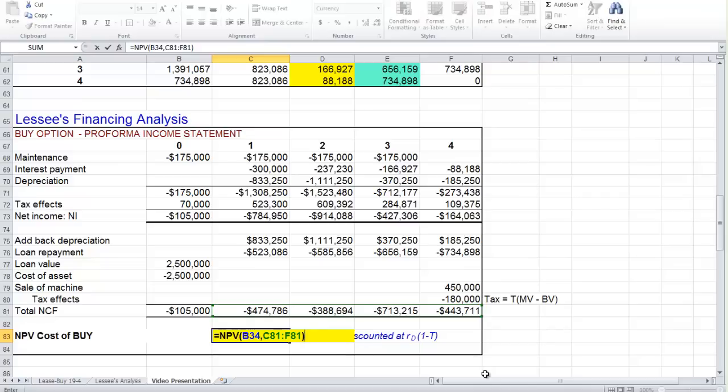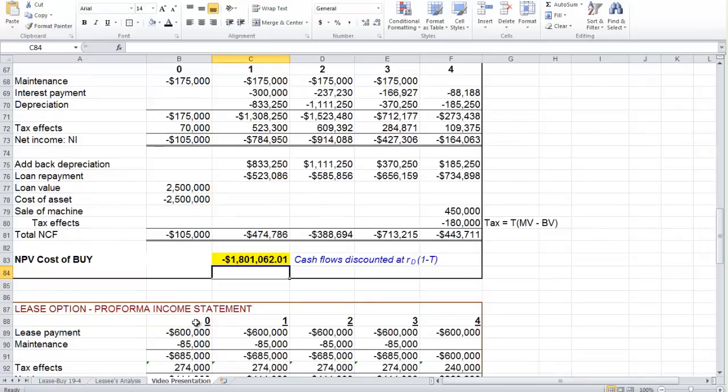But don't be quick to write minus this cell, because this cell right here at time 0 is a negative cash flow. If you leave this negative here, it's going to actually add it in. So we don't want to use a negative to indicate subtraction. We want to use a positive so that our mathematics will be intact. So we hit enter, and that's it. It says if you borrow money to buy this equipment, the net present value of the cost of doing so is about $1.8 million.